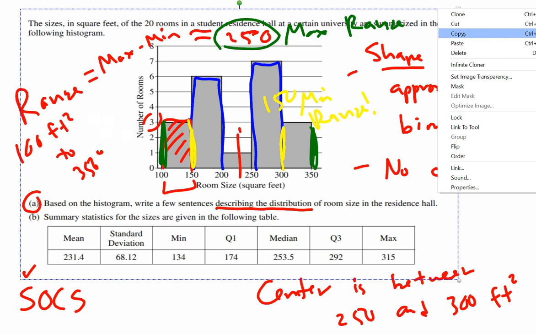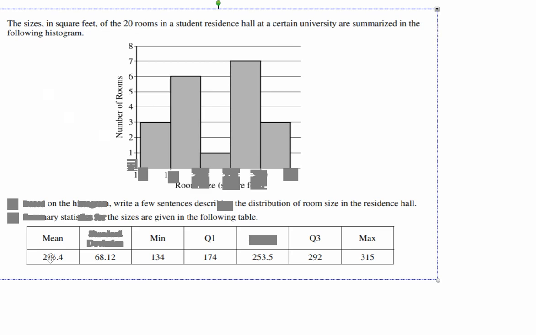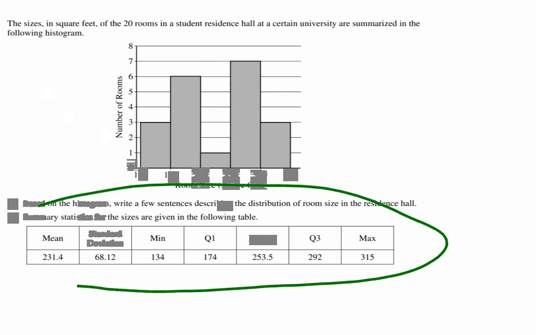Okay, let's copy this for a second. Let's go to another page here and paste this. There it is. So in part B, we're given some summary statistics. Oops, sorry about that. You can see them all right here. There they are, right?